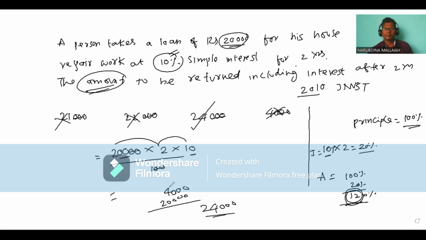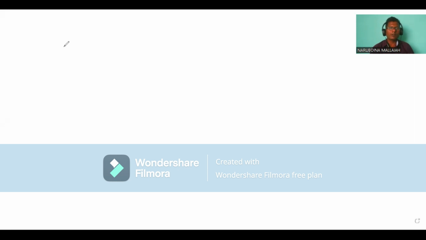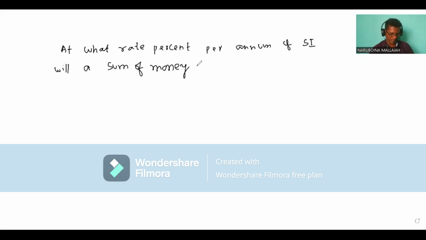Clear? Next. At what rate percent per annum of simple interest will a sum of money double in 5 years? First option is 25%, second option is 20%, third option is 15%, fourth option is 10%.